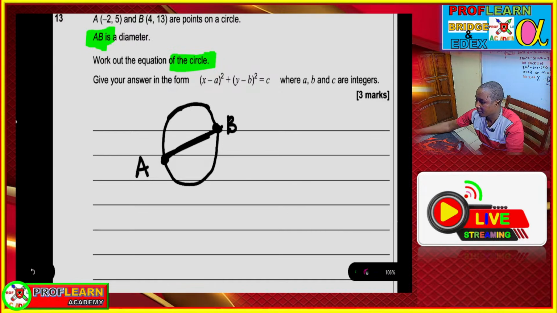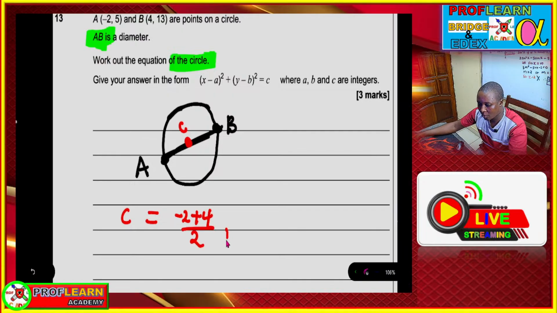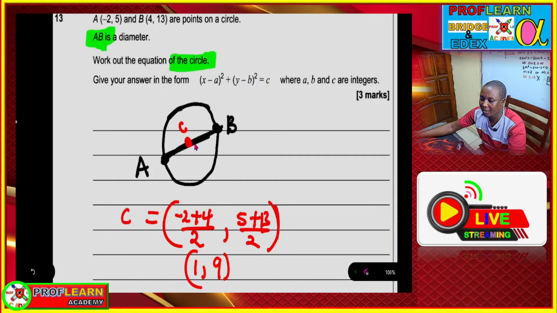Then the point here is the center, which is going to be the midpoint of AB. So which means that coordinate of C is going to be equals to (minus 2 plus 4) over 2, comma (5 plus 13) over 2. And this is going to translate to what? This is going to be 1, comma, 13 plus 5 would be 18, and that's going to be 9. So the center is that.